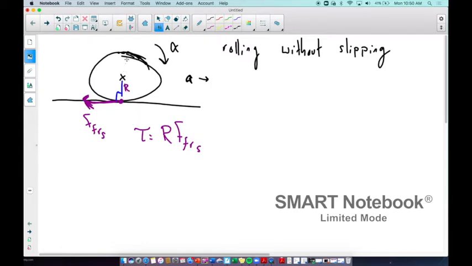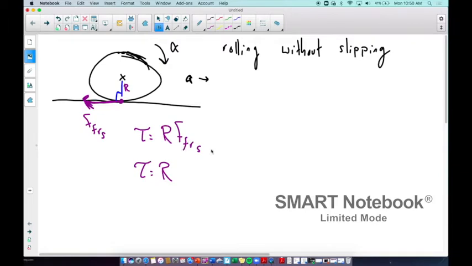So the force of gravity always works from the center of mass, and the normal force works from the point of contact. So I'm going to have gravity going down, normal force going up. Those are going to be equal in this case. So my torque then is going to be R.